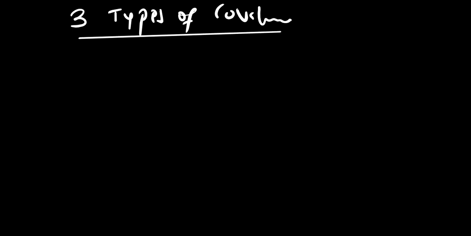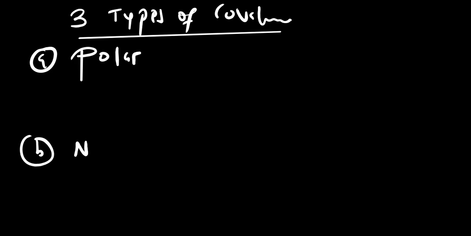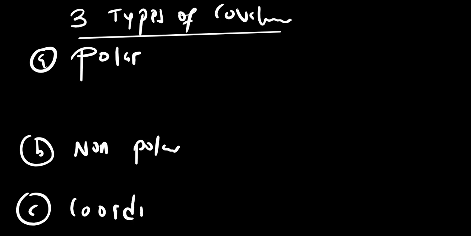Okay, so you have to understand what we call polar covalent. You have to understand non-polar, and you also have to understand what we call coordinate. Now, let's start with polar. What are polar covalent bonds?